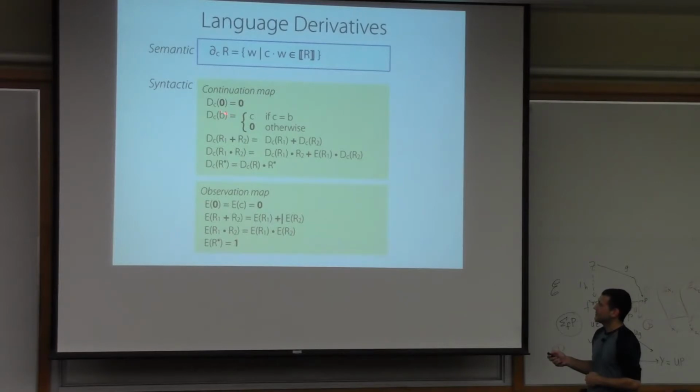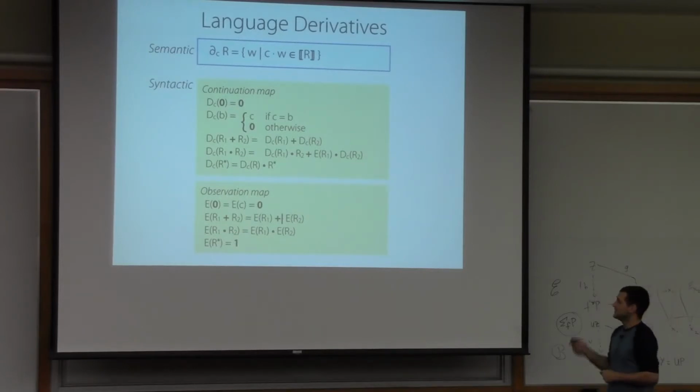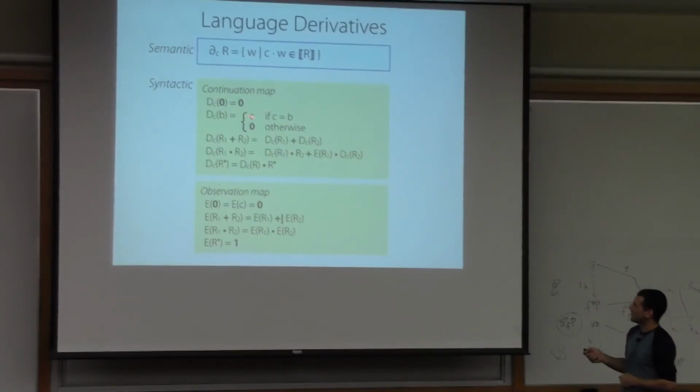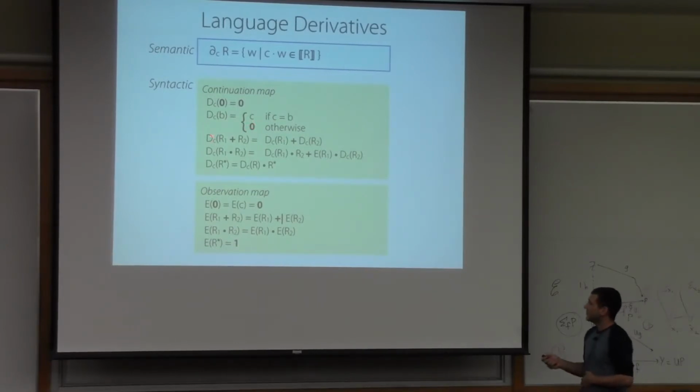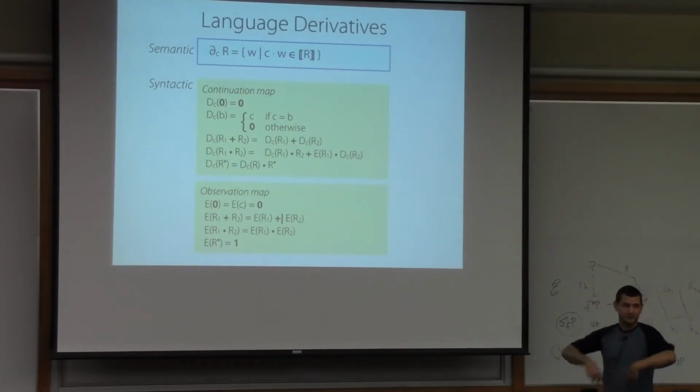If we have a character B, then there's two cases. Either C is equal to B, or C is not equal to B. If C is equal to B, sorry, that should be a 1. Then we're left with a 1 after removing a C. And if C is not equal to B, then we're left with a 0. For union, we need to consider all the strings in R1 union R2 and take a C off of all of those. And so we can just straightforwardly take the C's off the R1s and take the C's off the R2s.